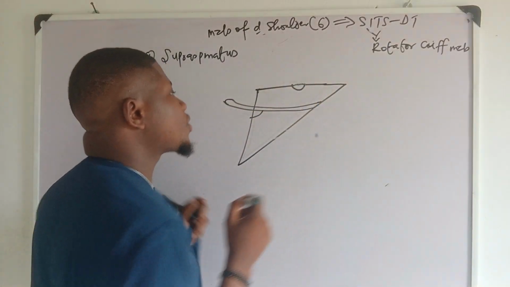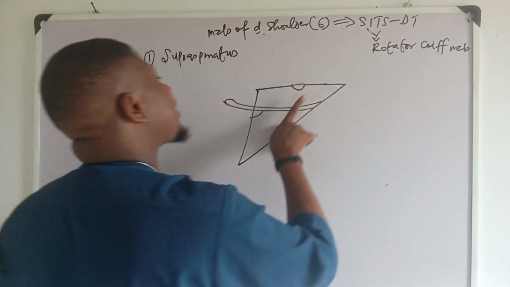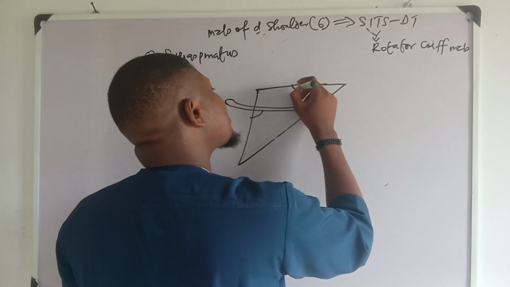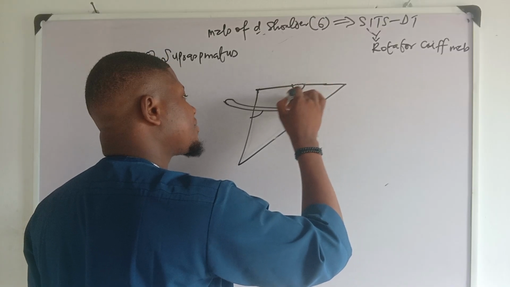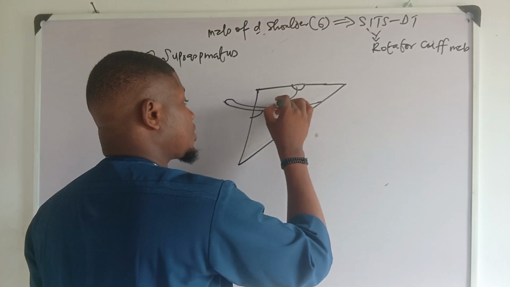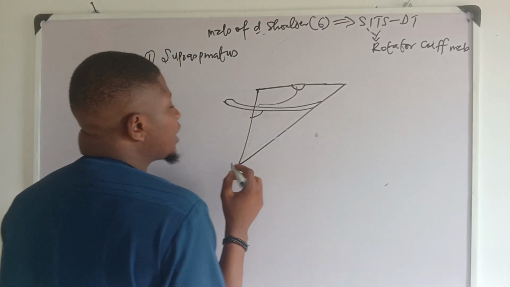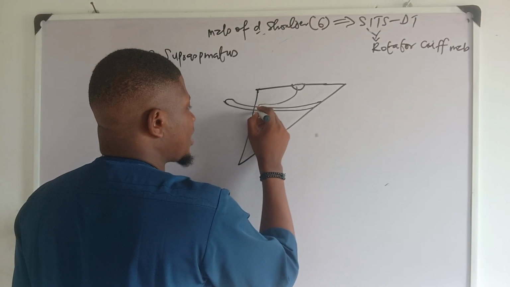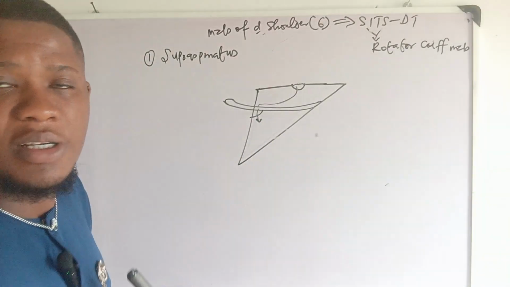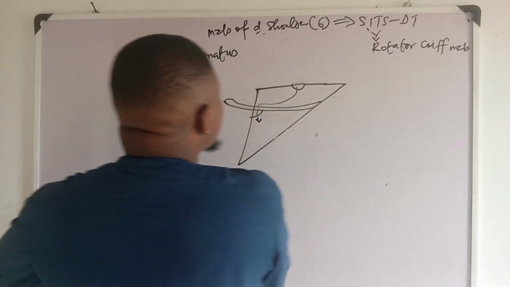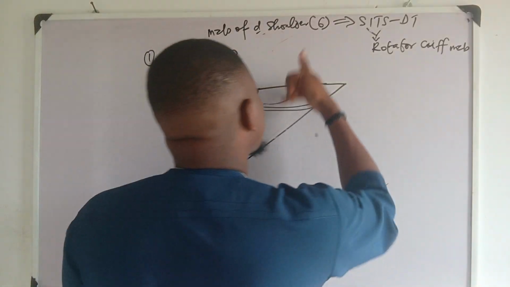Then they normally ask you which vessel passes through the suprascapular foramen and which one passes above. The one that passes through is the suprascapular nerve. So the nerve will pass through here, supplying the supraspinatus. Then this is another opening, the spinoglenoid foramen, and the nerve passes through it to supply the infraspinatus. So you know that the suprascapular nerve passes through the foramen while the vessel passes above.